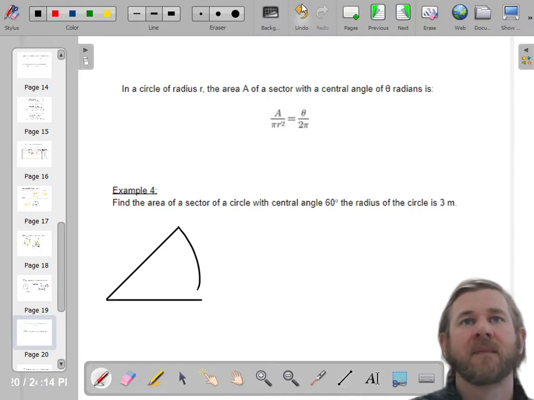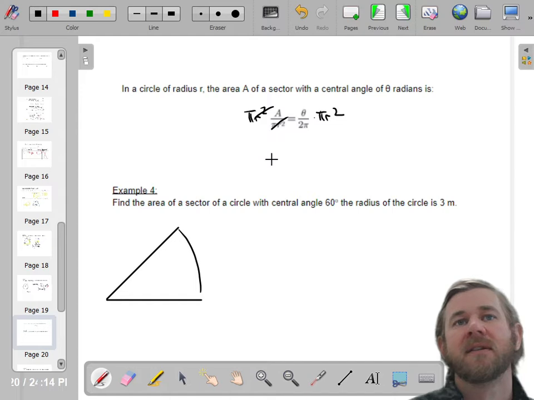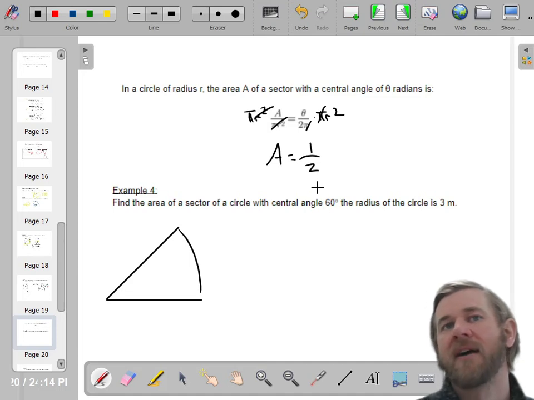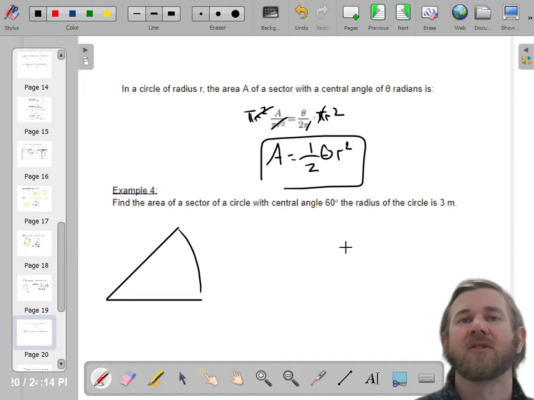Let me finish drawing. If you want to find the area of a sector, you multiply both sides by pi r squared. This cancels out. You get A equals. Now, the only thing that cancels out is pi. So you still have a 2 in the denominator, which I'm just going to write as 1/2 theta r squared. That's how I remember the formula. 1/2 theta r squared.